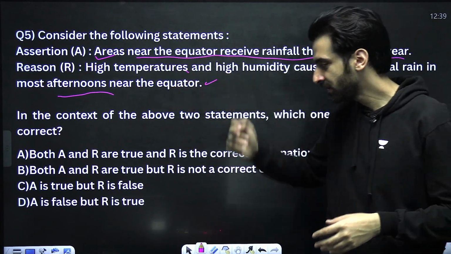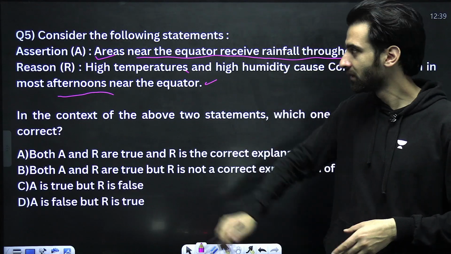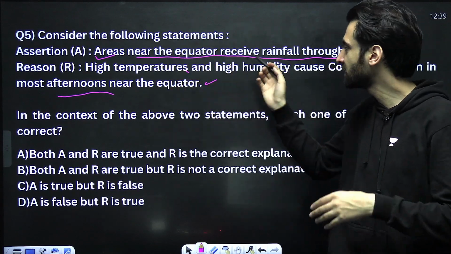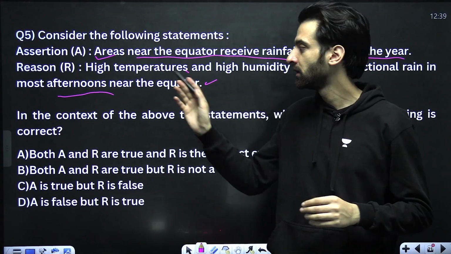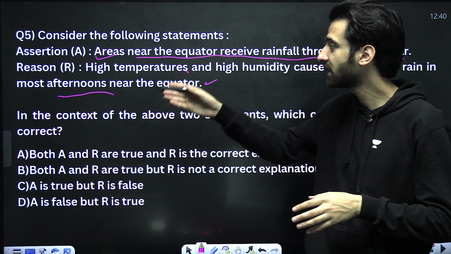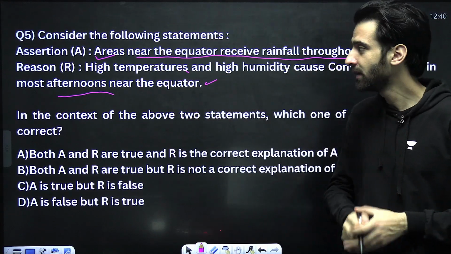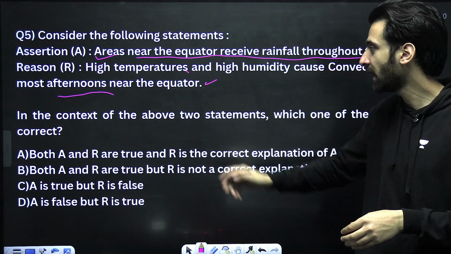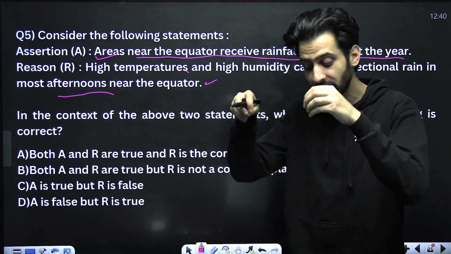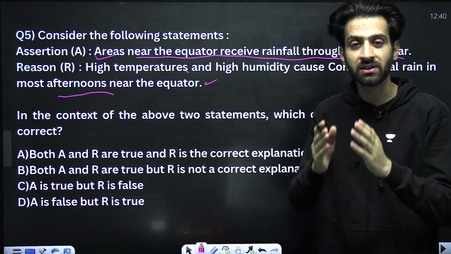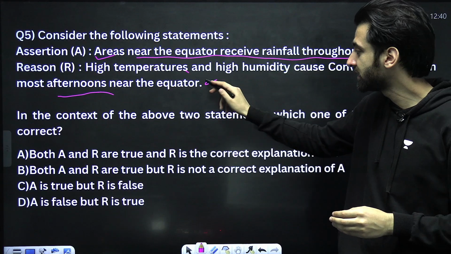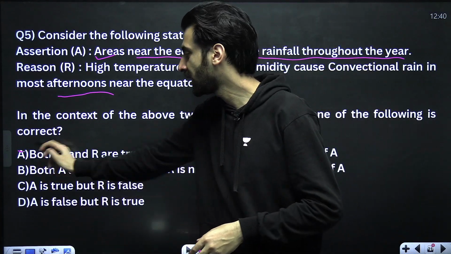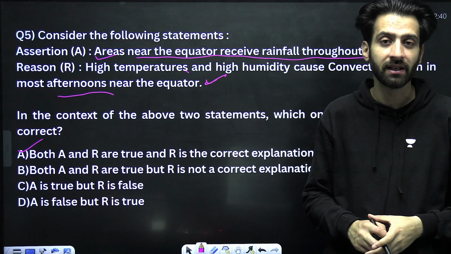So now tell me the assertion and the reason. First statement is the assertion, and is the reason correctly explaining the assertion? Areas near the equator receive more rainfall. Assertion is correct, and the reason is also correct. But is the reason correctly explaining the assertion? Yes. Why? Because near the equator there is rainfall throughout the year, and because of the high temperature and humidity, we understand that there is the rise of these convection currents that lead to rainfall. Because of this very reason, the assertion is explained by the reason. That means both A and R are correct, and the reason is correctly explaining the assertion.